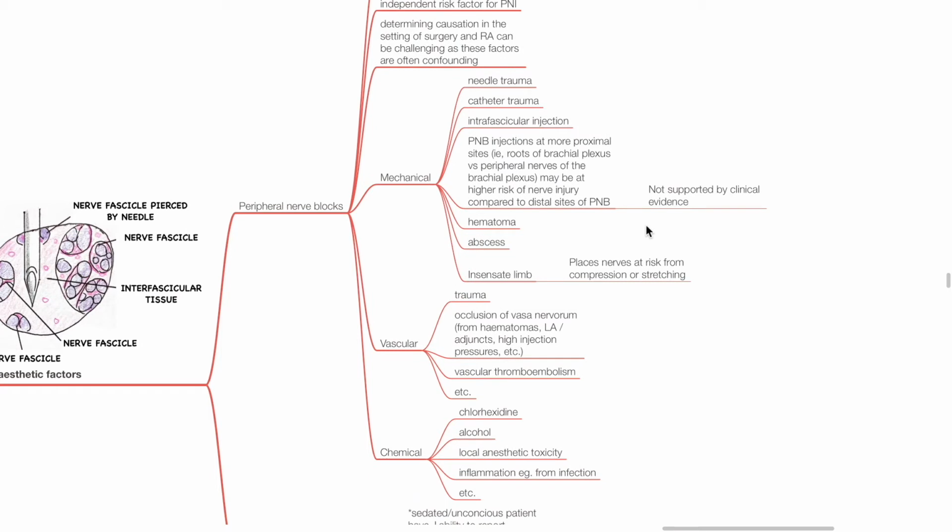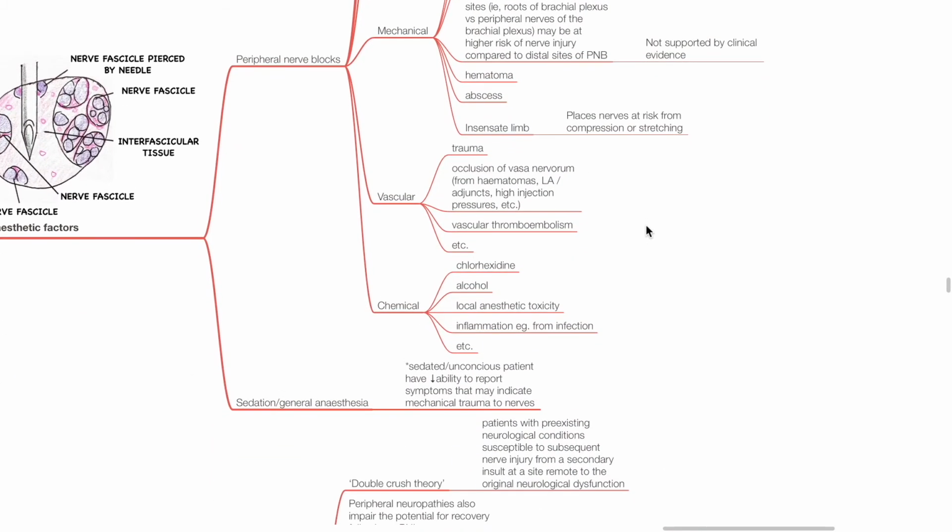Peripheral nerve blocks can cause nerve injury by mechanical, vascular, or chemical mechanisms. Mechanical injury can be caused by needle trauma, catheter trauma, intravascular injection, PNB injections at more proximal sites, hematoma, abscess, and compression or stretching of nerves due to the insensate limb. Vascular injury can be caused by trauma, occlusion of vasa nervorum, for example, by hematomas, LA adjuncts, and high injection pressures, and vascular thromboembolism. Chemical injury to nerves can be caused by chlorhexidine, alcohol, inflammation, LA, etc.